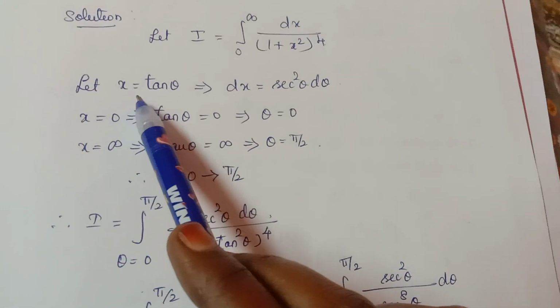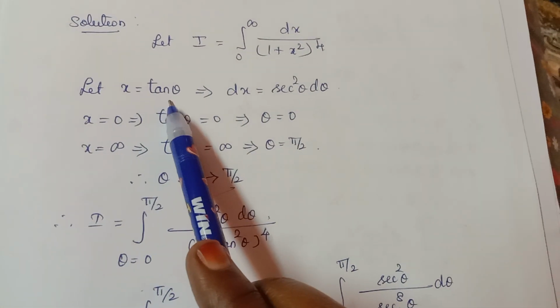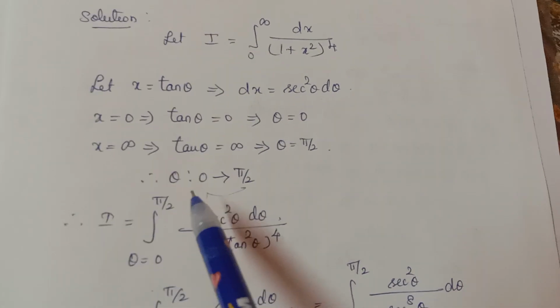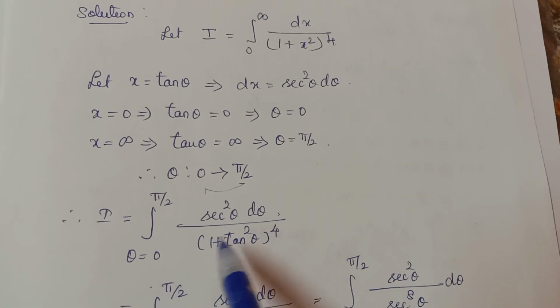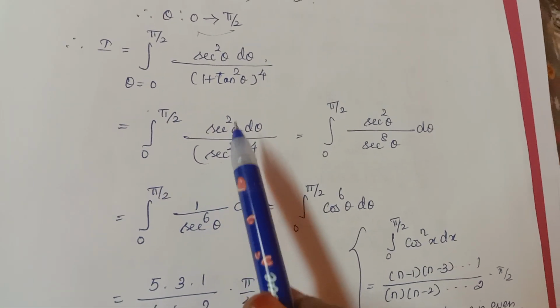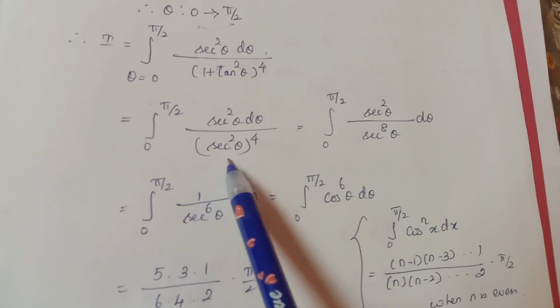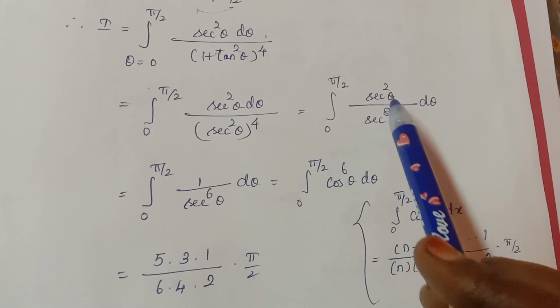So these three steps are important for changing the variable of integration. One is what is the substitution, the next one is what is the value of dx, the next one is what is the value of theta. Okay, substitute dx value: secant square theta d theta divided by (1 plus tan square theta) the whole power 4. But what is 1 plus tan square theta? Secant square theta. So in the numerator it is simply secant square theta d theta. In the denominator it is secant square theta the whole power 4. So it will be secant power 8 theta in the denominator.